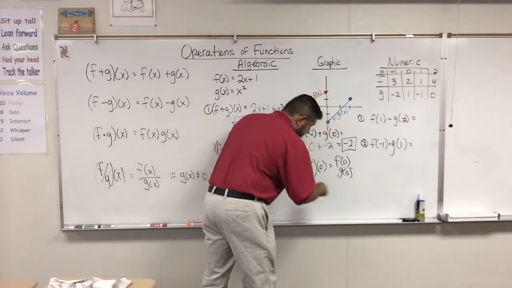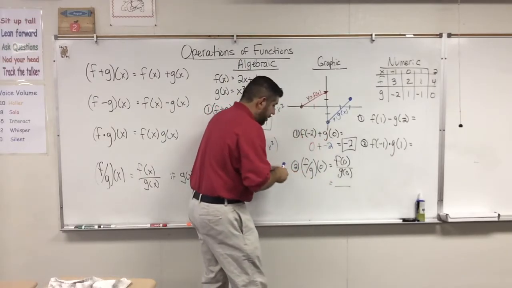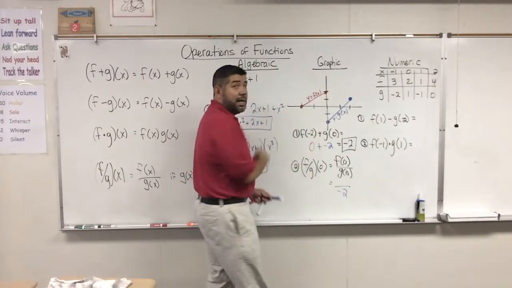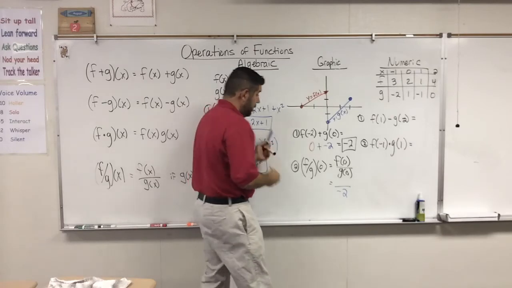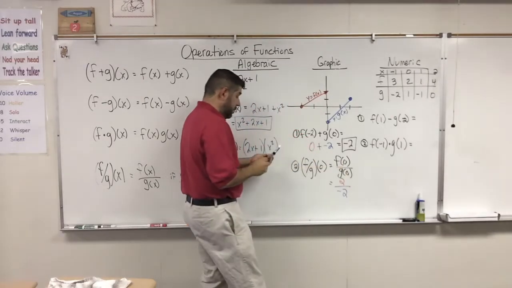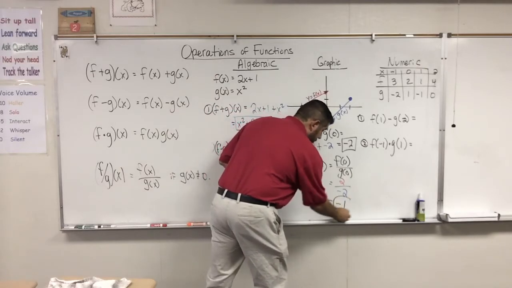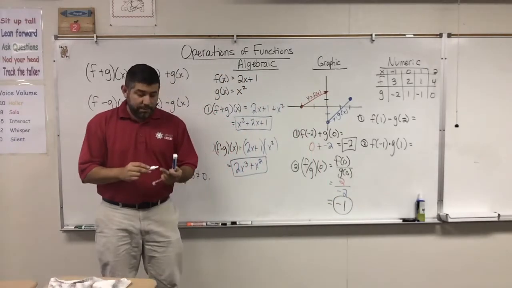So we're going to have -2 in the denominator. F of 0 is +2, right? We see that? It's the y value where x is 0. Well, 2 divided by -2 is -1. So our answer there is -1.